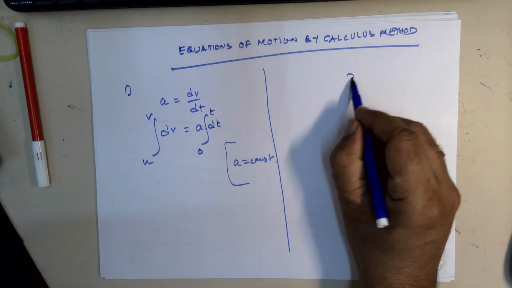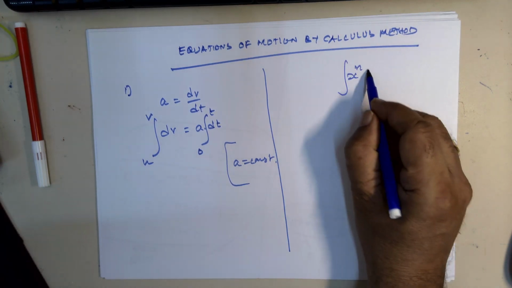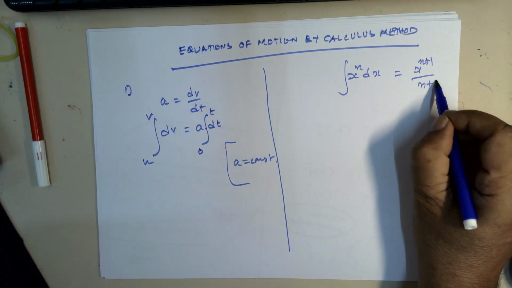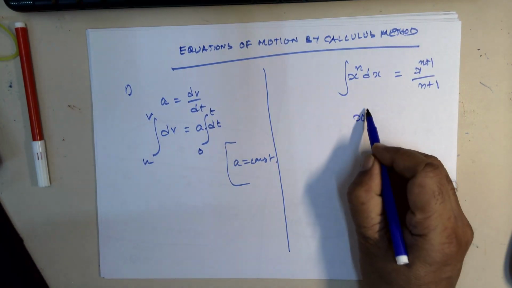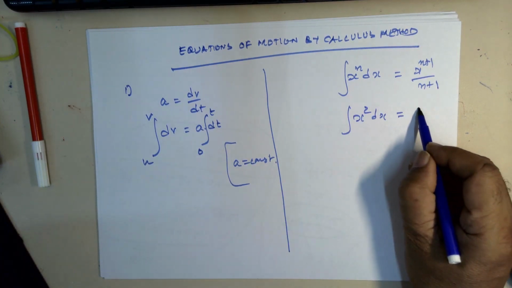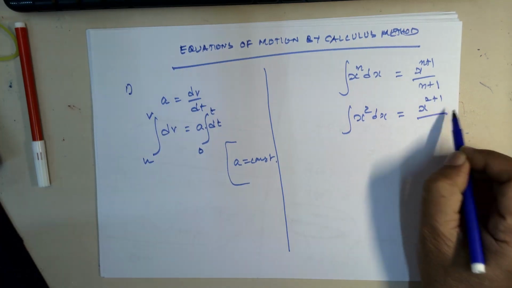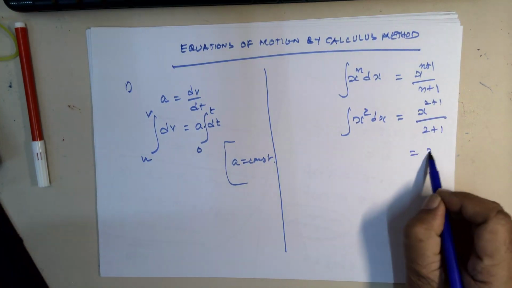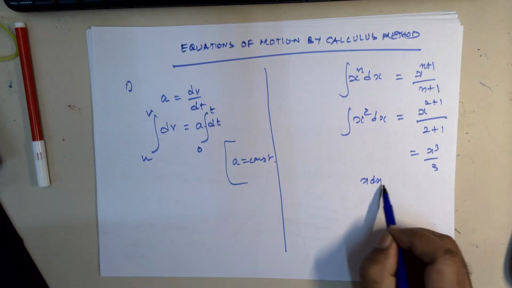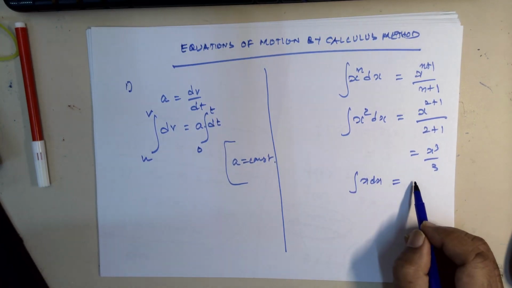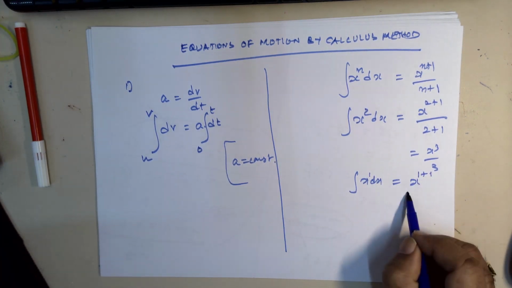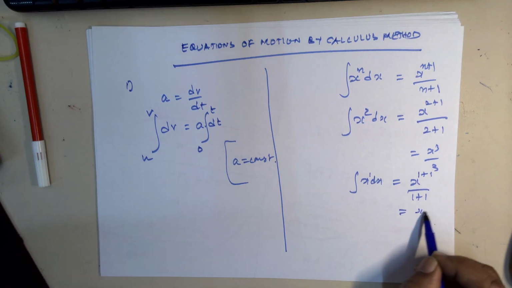For instance, we have already got x power n on integration. What does it become? x power n plus 1 divided by n plus 1, right? What do you mean by integral of x squared dx? What will you get? x power 2 plus 1 divided by 2 plus 1, it means x cubed by 3. So if it is x dx, what is that? x power 1 plus 1, because it is x power 1 divided by 1 plus 1. It means x squared by 2.